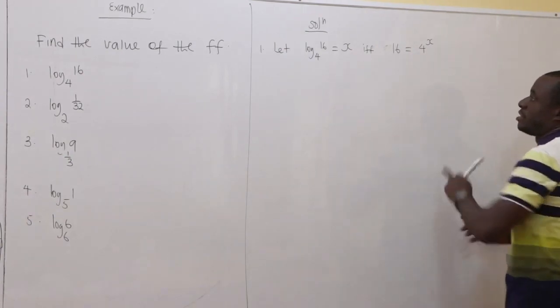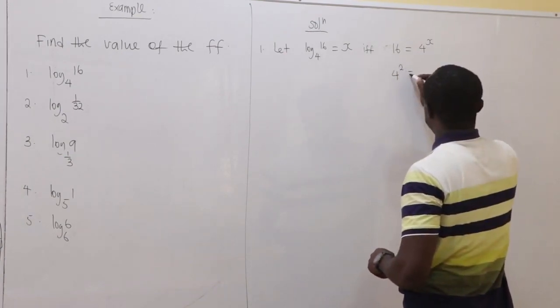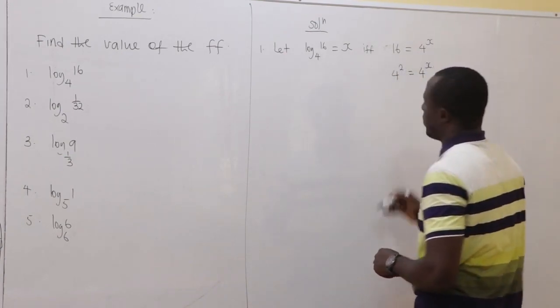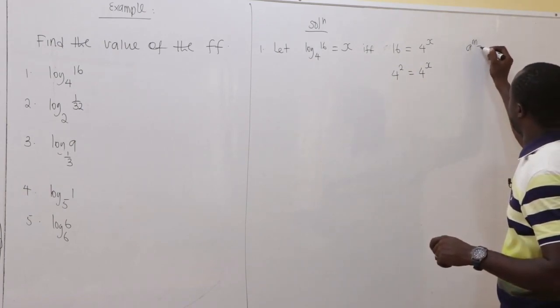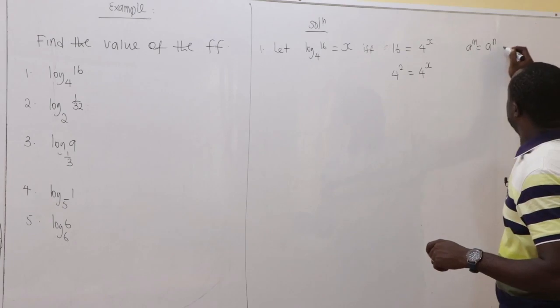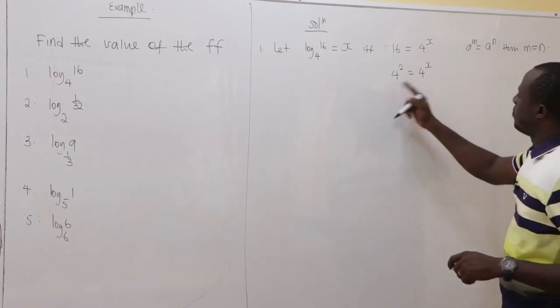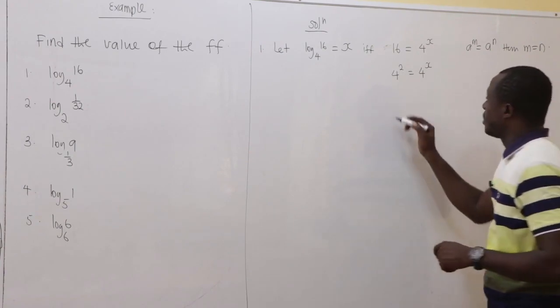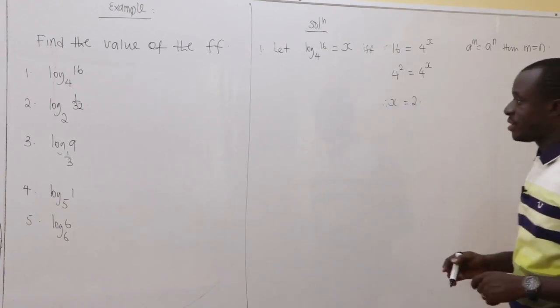Now here we have 16 equal to 4 to the power x. Can we make the bases the same? Yes, we can. So we have 4 to the power 2 equal to 4 to the power x. We learned from indices that if you have a to the power m equal to a to the power n, then we can say m is equal to n. The bases are the same, so therefore the exponents must be the same.